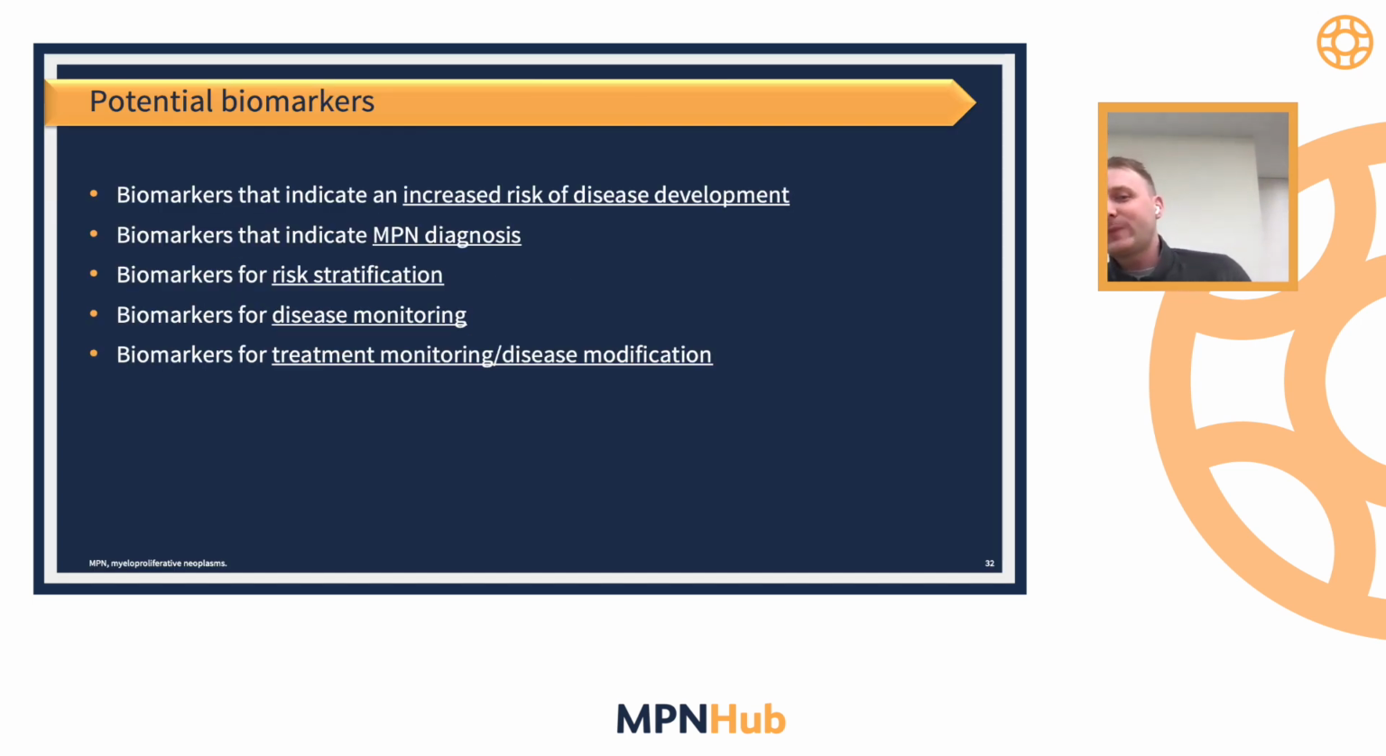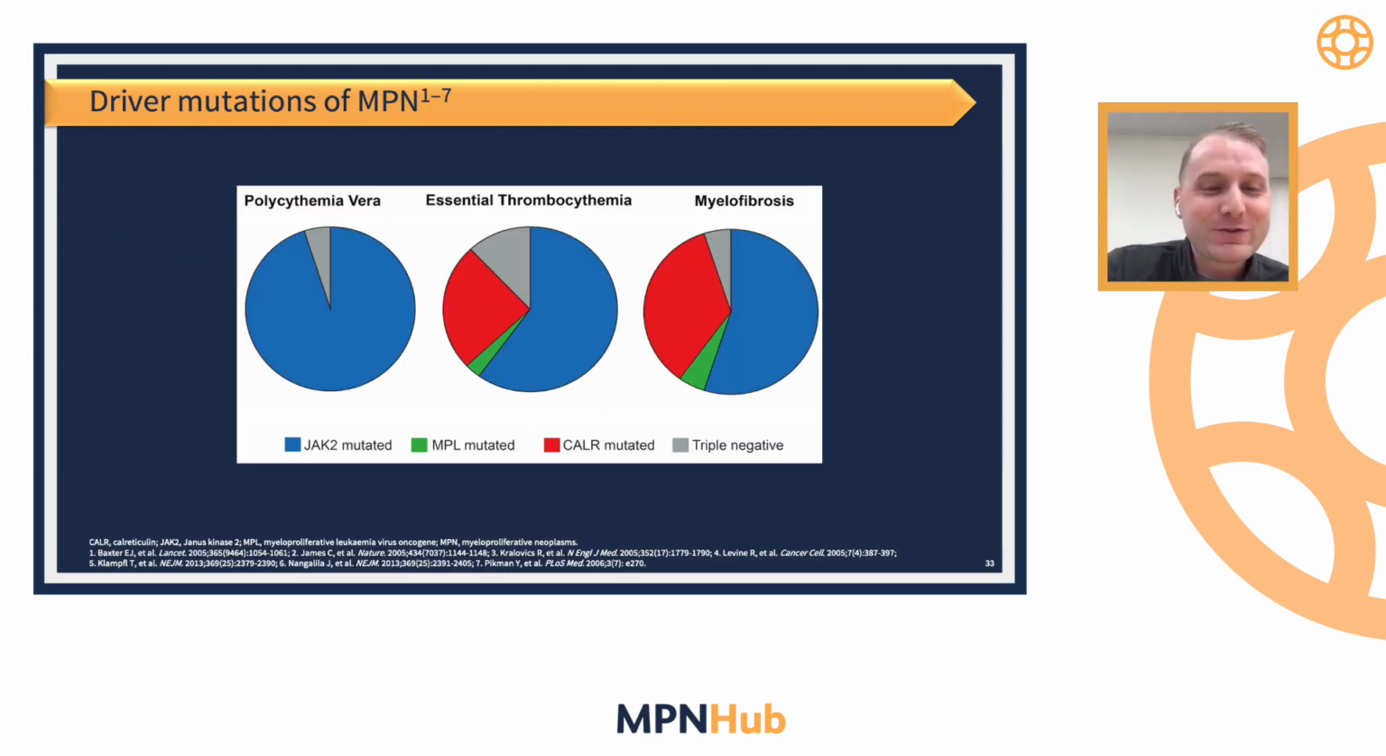So the definition of biomarkers is not clear. So what is a biomarker? The term has two parts: a biological measurement, and the second part is the marker, something we like to associate the measurement with. Biomarkers can be used to indicate an increased risk of disease development. A biomarker can indicate the diagnosis itself. It can be used for risk stratification, for disease monitoring, or for treatment monitoring. And I very much have to excuse that I start very, very basic.